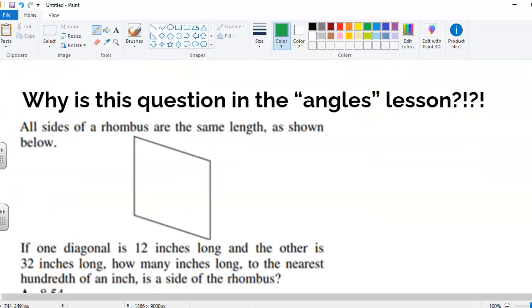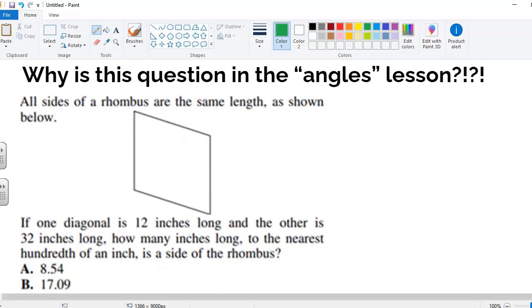All right, now, I actually debated this one. When I was going through making my questions, I had a little debate, like, am I going to include this? And I decided I would, and I decided I would put it in the lines, angles, relationships lesson, because the key to getting this question right is understanding the angles.